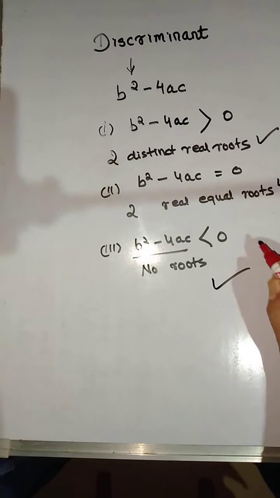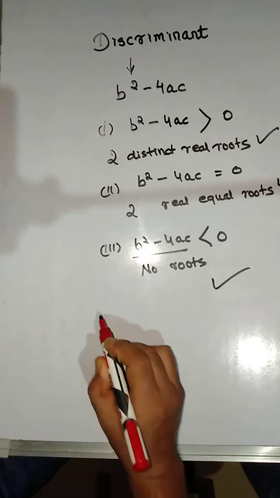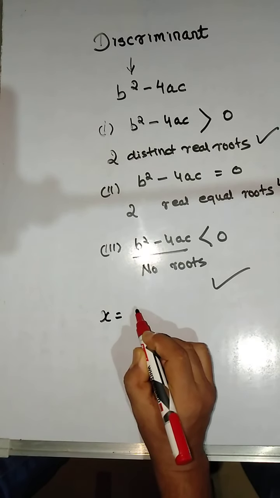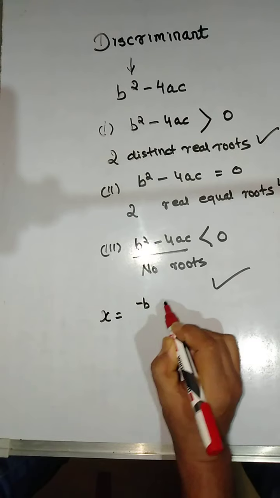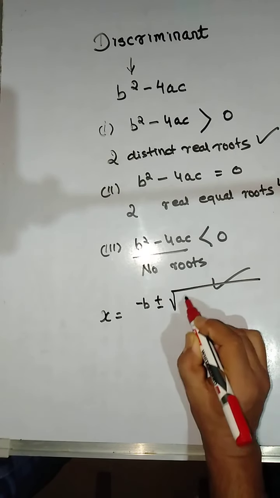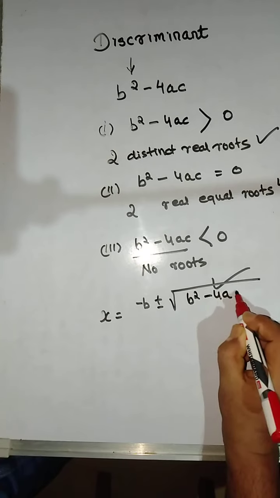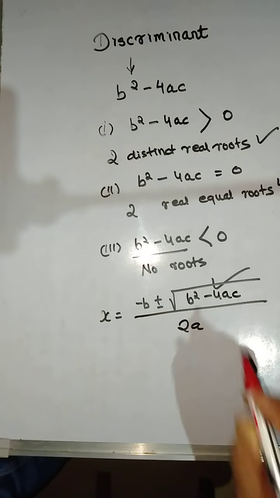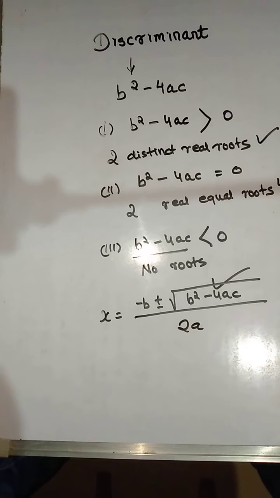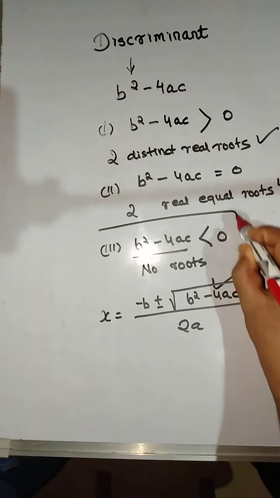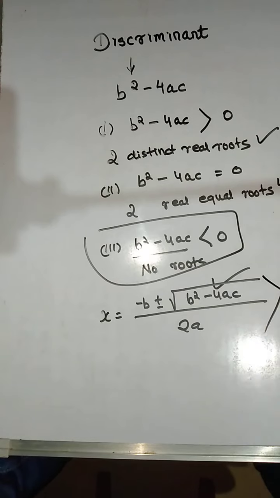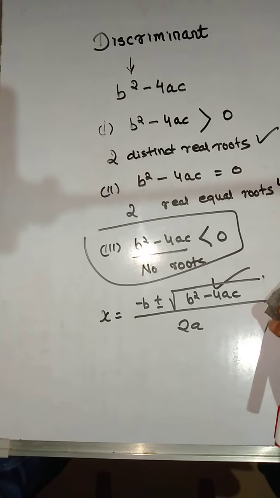And if you look at the quadratic formula, it is that x is equal to minus b plus minus the square root of b squared minus 4ac, upon 2a. So there's a second advantage here: if you already know the discriminant, and if it is less than 0, your calculation ends there. You don't go any further. Your calculation ends there.